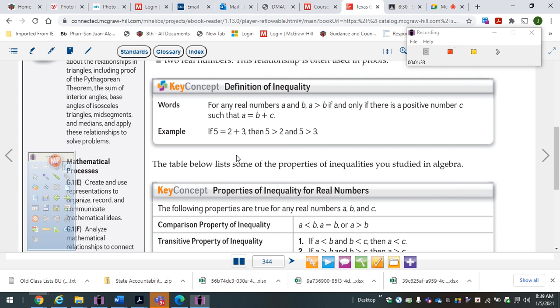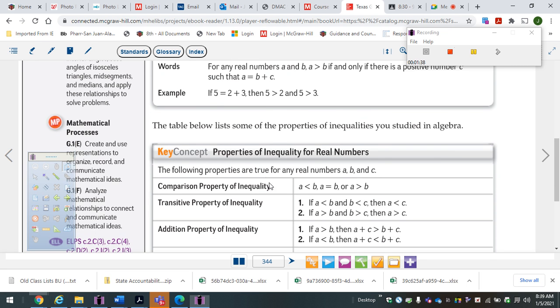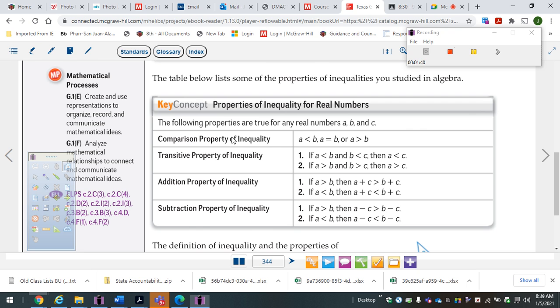Definition of inequalities. The table below lists some properties of inequalities that you studied in algebra. We went through these real quick. They're pretty easy, they make sense if you think about it. When you compare two things, A can be smaller than B, they can be equal to each other, or A can be bigger than B. Transitive property, remember, transitive, like transportation that carries through. It goes from one to the next and carries on the same idea.